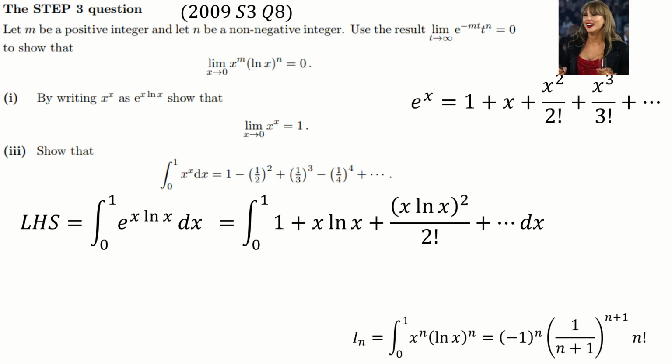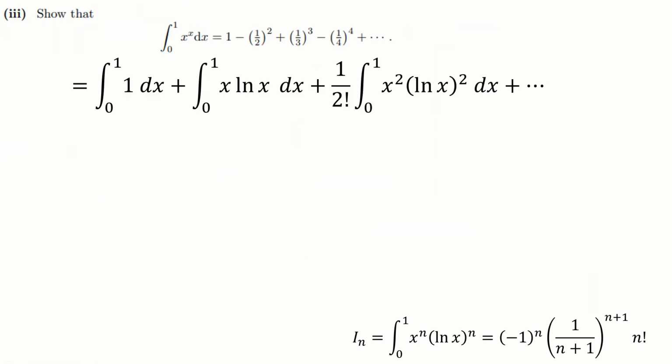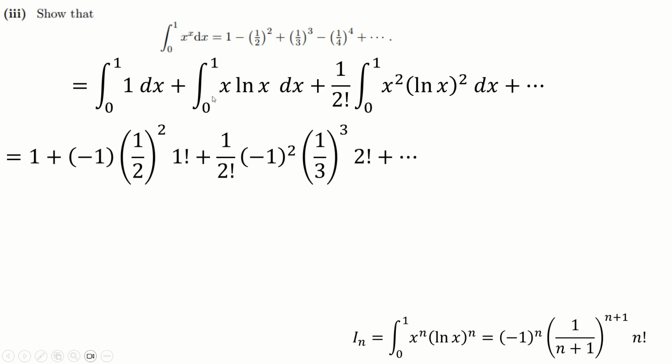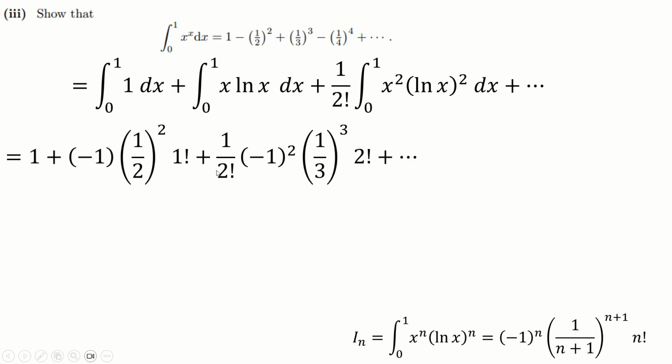Let's go back to this result here. And again, I've replaced that m with an n here to come up with this result. And let's just evaluate these one by one, all the way along the line. So I've run out of space, so I'll continue here. This integral is obviously just 1. Now this one here, we have to put n is 1 into this result here. So we have minus 1 to the 1 times 1 over 2 to the 2 times 1 factorial. So that's there. Next one, when n is 2, is minus 1 to the 2 times 1 over 3 to the 3 times 2 factorial.